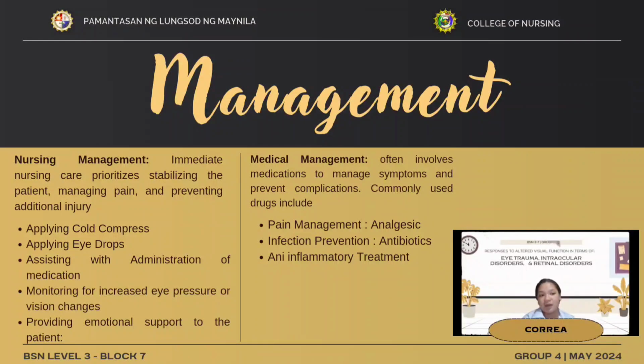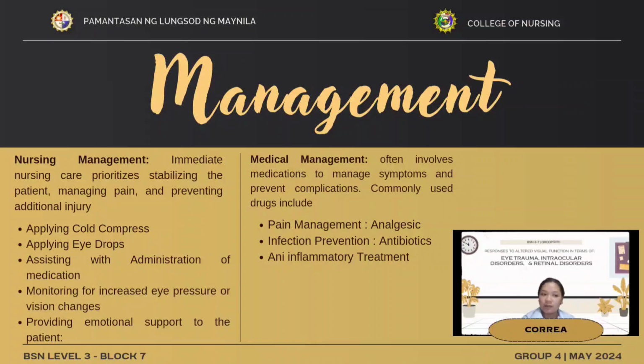Next is applying eye drops. These drops could include antibiotics to prevent infections and steroids to reduce inflammation, or lubricant to keep the eye moist and comfortable. It is essential to use eye drops exactly as directed to ensure optimal healing and prevent complications. Next is assist with administration of medication as needed. This direct-acting topical miotic drug causes pupillary constriction, facilitating the outflow of aqueous humor and lowering IOP.